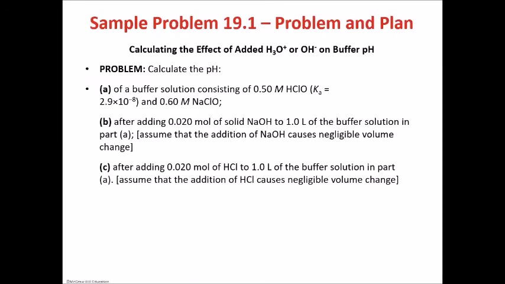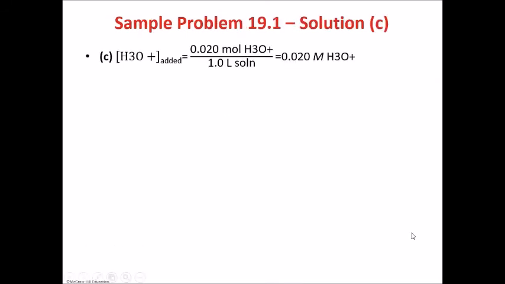Okay, now we look at the solution for C. Calculate the pH after adding 0.02 mole of HCl to 1 liter of the buffer solution in part A. Assume that the addition of HCl causes negligible volume change. First, we calculate the concentration of hydronium added. It is 0.02 mole of HCl. That means it produces 0.02 mole of hydronium ion. Then it's added into 1 liter buffer solution. So what is the concentration? 0.02 mole divided by 1 liter, you get 0.02 molar hydronium ion.